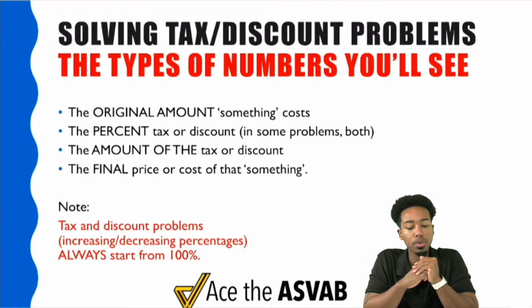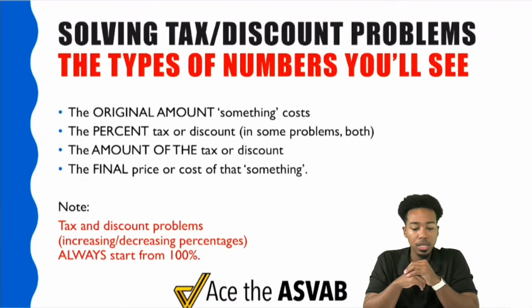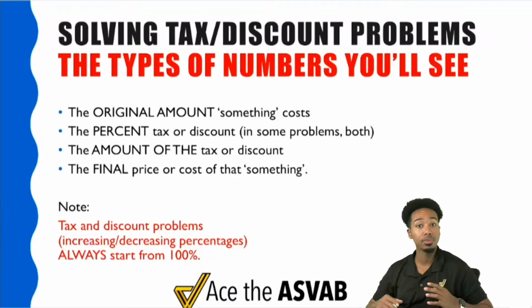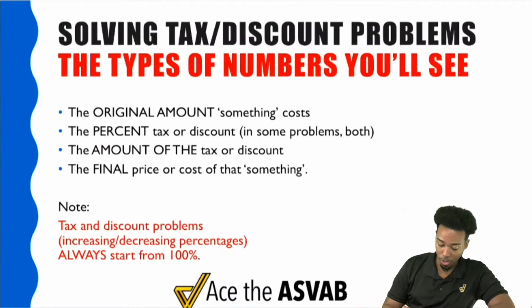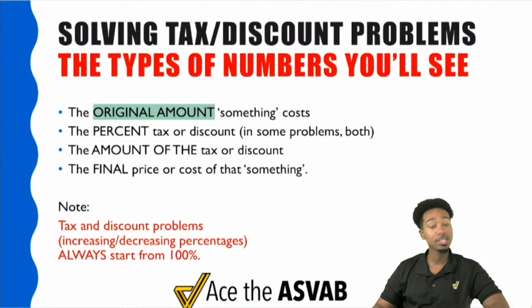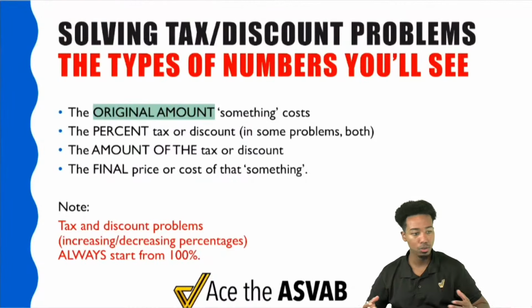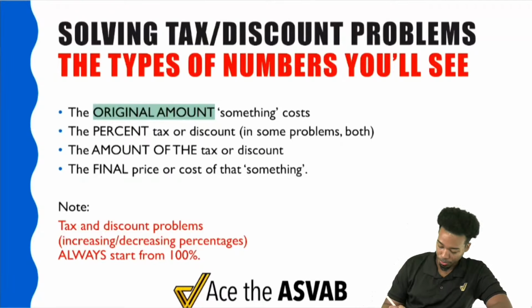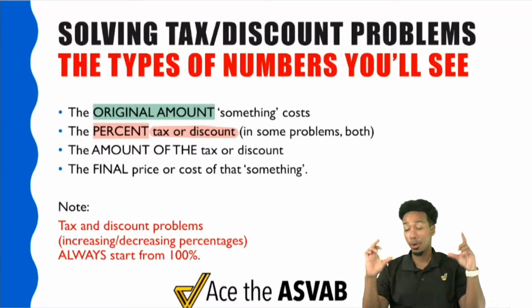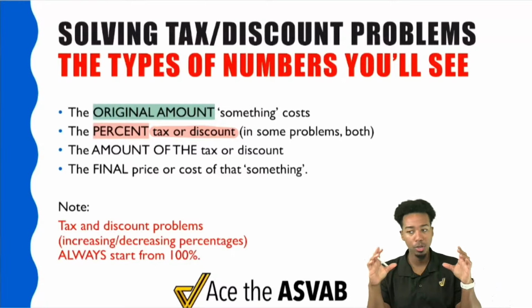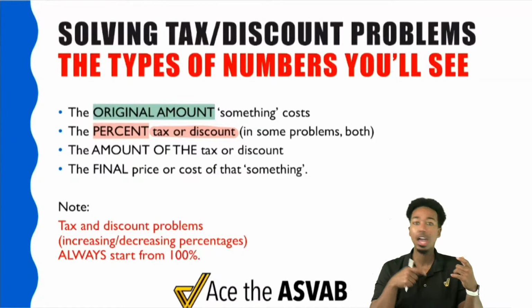But let's go ahead and go through the main things that you're going to see here. Number one, in every single percent tax and discount word problem, there's 4 different elements that you could possibly be looking at. Number one is going to be the original amount that something costs, so the initial value, whatever it might be. Number 2, the percent of the tax or discount. So again, you're going to have your original amount, and number 2, the tax or the discount associated with that problem.